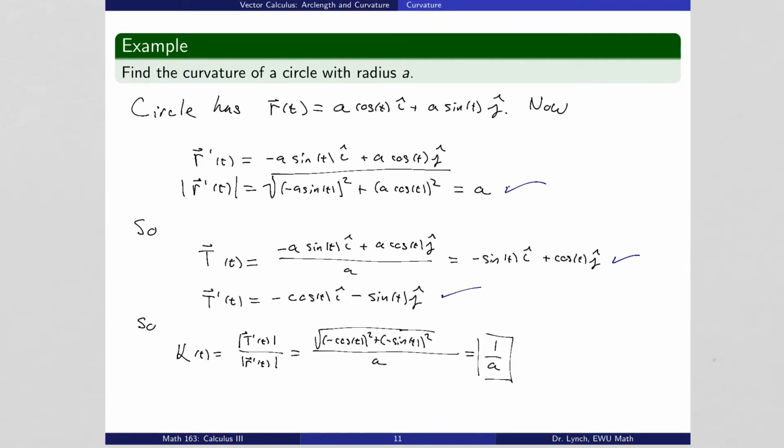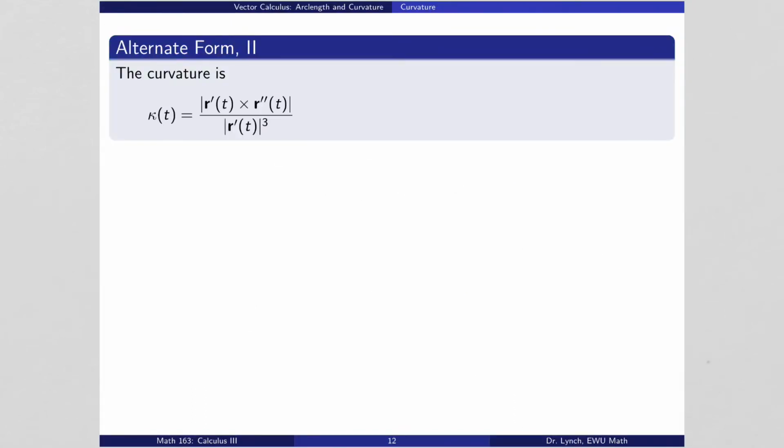Okay, it turns out that sometimes this form can be kind of clunky too. The magnitude of T vector prime divided by the magnitude of r vector prime gives the curvature. So there's a second alternative form for the curvature, and it's given here. An alternative form for the curvature is given by the magnitude of a cross product divided by the magnitude of the derivative of the vector.